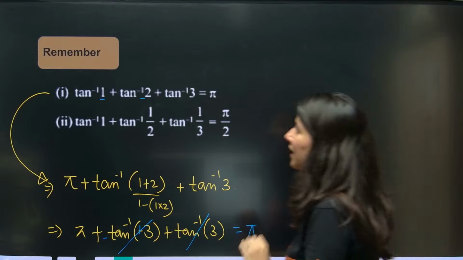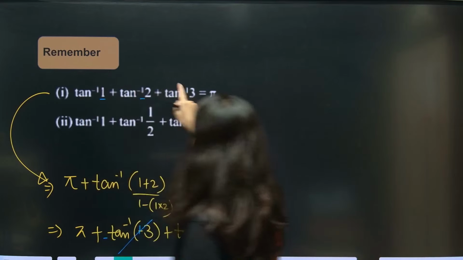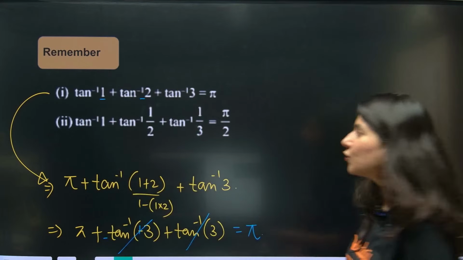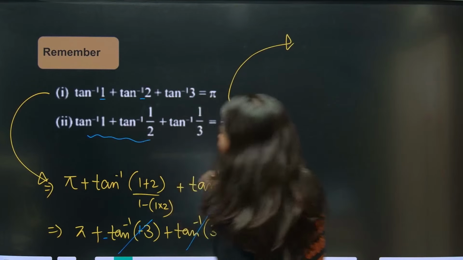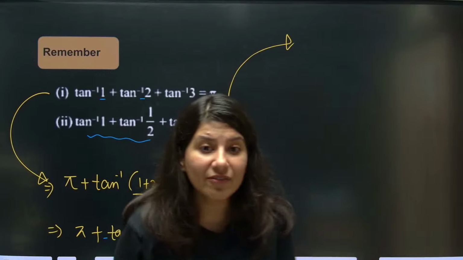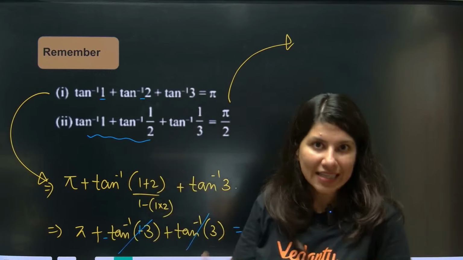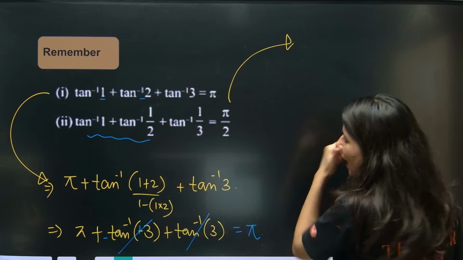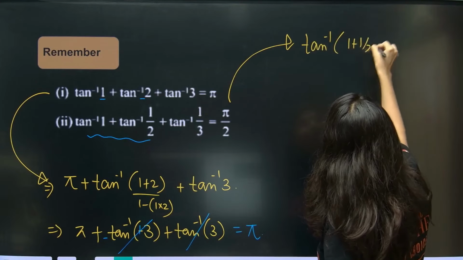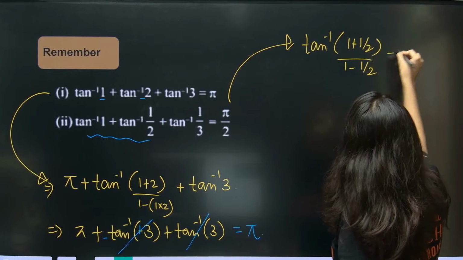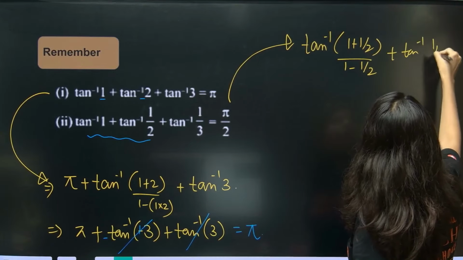Okay. Right. So you need to remember tan inverse 1 plus tan inverse 2 plus tan inverse 3 is equal to pi. Similarly, tan inverse 1 plus tan inverse 2. Tell me, the product is half, which is less than 1. Less than 1 means you don't have to add pi. Directly apply the formula: tan inverse of (1 plus half) upon (1 minus product), plus tan inverse 1 by 3 was already there.